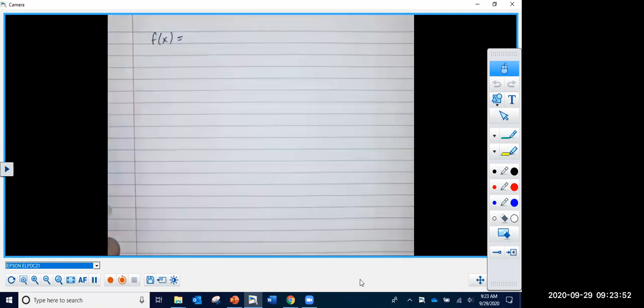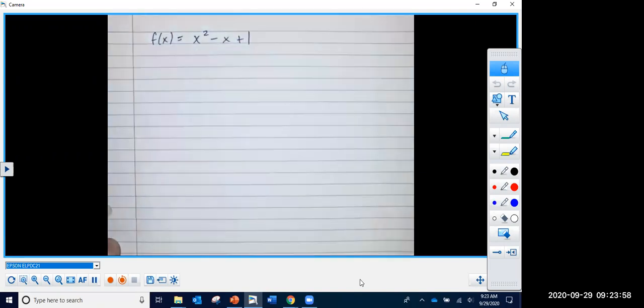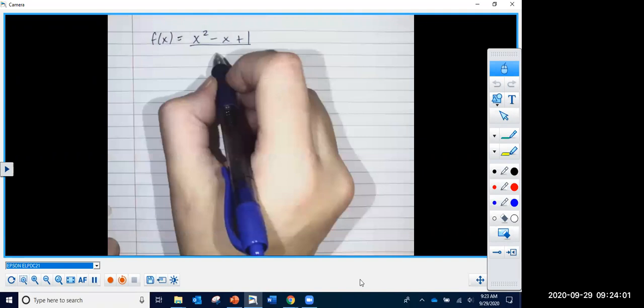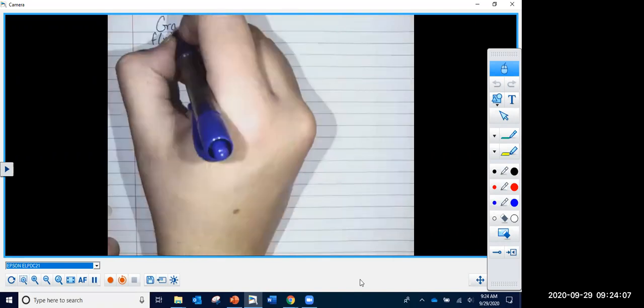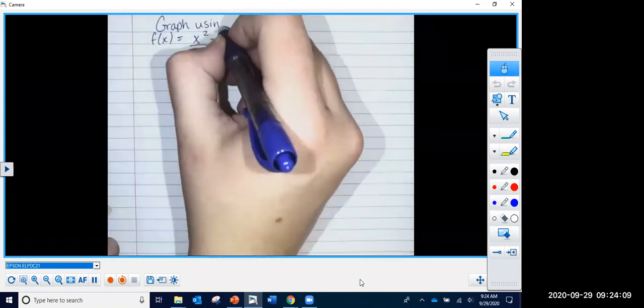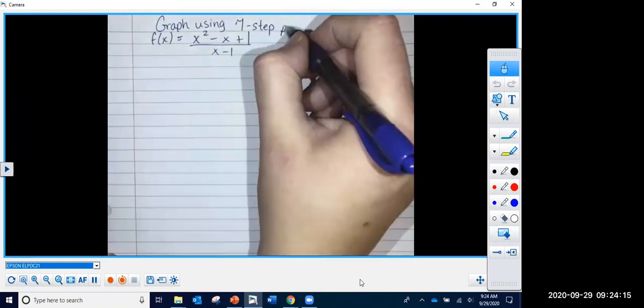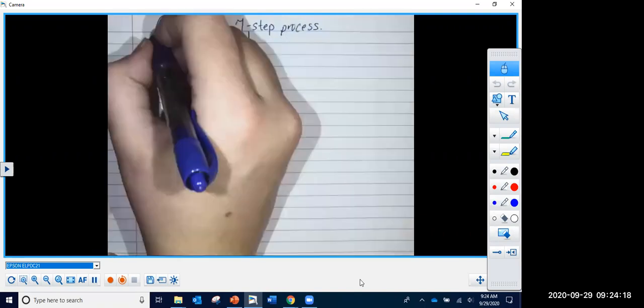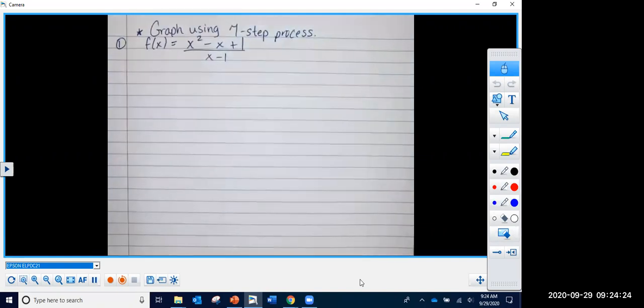Okay, let's graph this one, and this will be the last problem that we do. You've got f of x equals x squared minus x plus 1 over x minus 1. And they say graph using the 7-step process. So if it takes you 7 steps just to get everything, aren't you glad I'm not making you graph these by hand? Which you're at home anyway, so I really can. Or most of you are at home. All right, graph using that. I'm going to go through all the things with you.